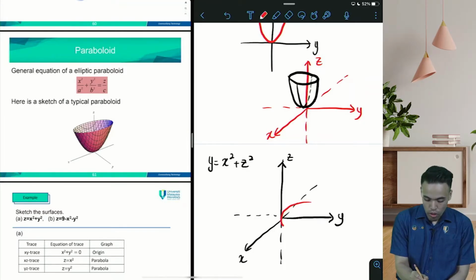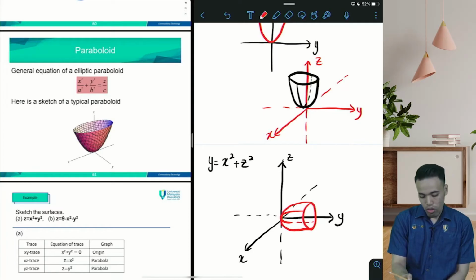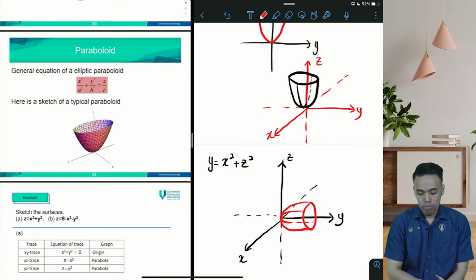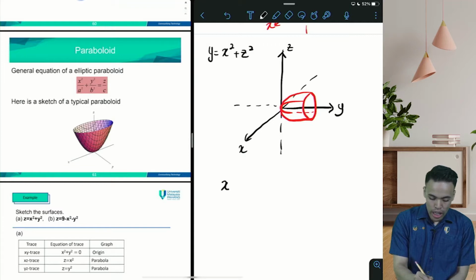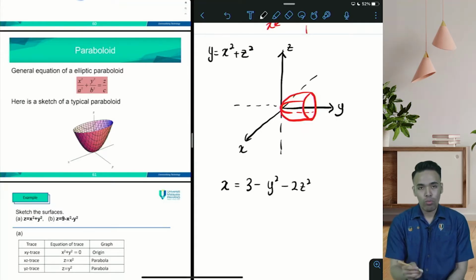So let me sketch it for you. So this will be your paraboloid. So you can roughly imagine what will happen if x is the subject of your equation. Okay, let's try to answer this question. Let's say I'm giving you x, not x squared, x is equal to 3 minus y squared minus 2z squared. What will happen if you are given this question?